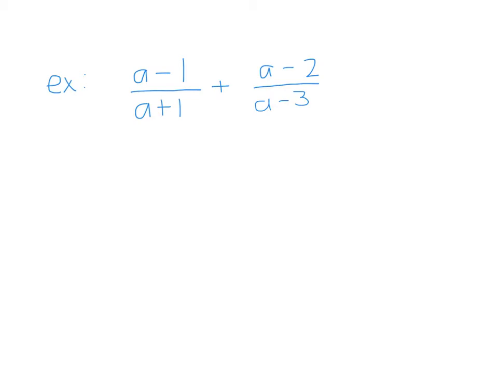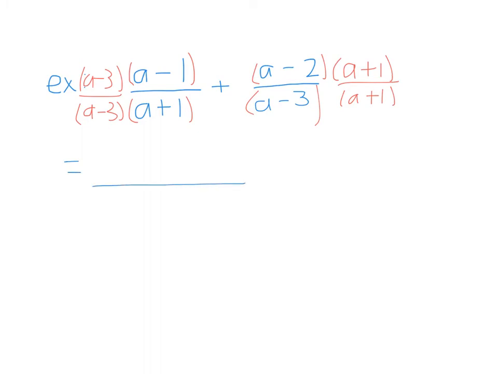So this first one, we're going to need to multiply by the denominator in the second one, top and bottom, a minus 3 over a minus 3. And keep in mind that we're multiplying that a minus 3 times the entire quantity, a minus 1 in the numerator and a plus 1 in the denominator. The other rational expression we're going to multiply by the denominator of the first one, so a plus 1 over a plus 1. And again, we're multiplying the entire quantities.